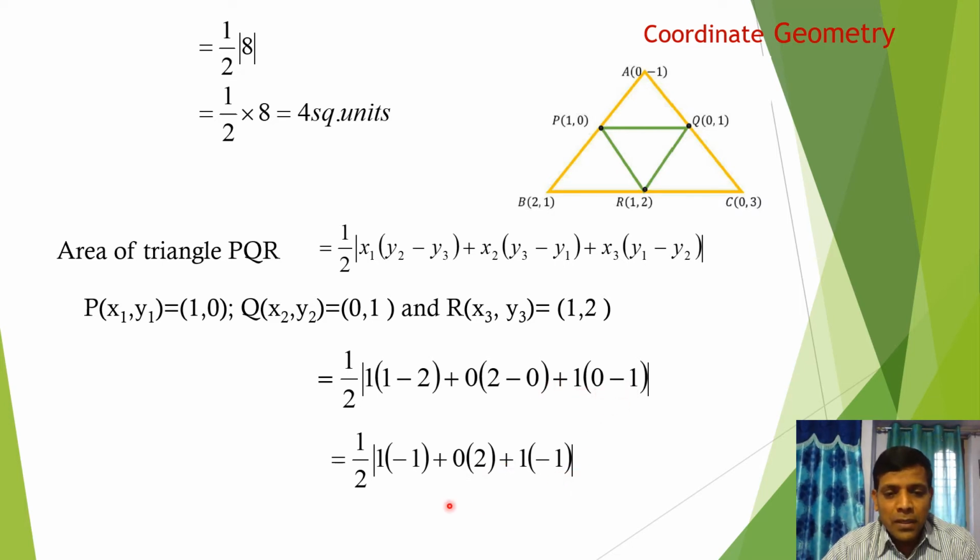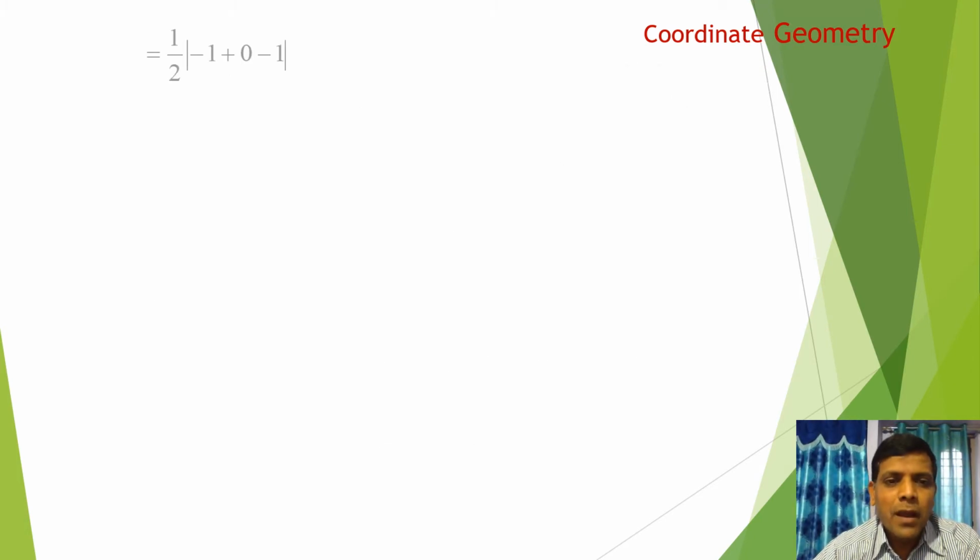Write the next step. Half into 1 into minus 1, plus 0 into anything is 0, plus 1 into minus 1. Next step, half mod minus 1 plus 0 minus 1. Half into minus 1 plus 0 minus 1 minus 1 we get minus 2. Write the next step, half into minus 2. So the absolute value of minus 2 is always plus 2. This is written as half into 2.